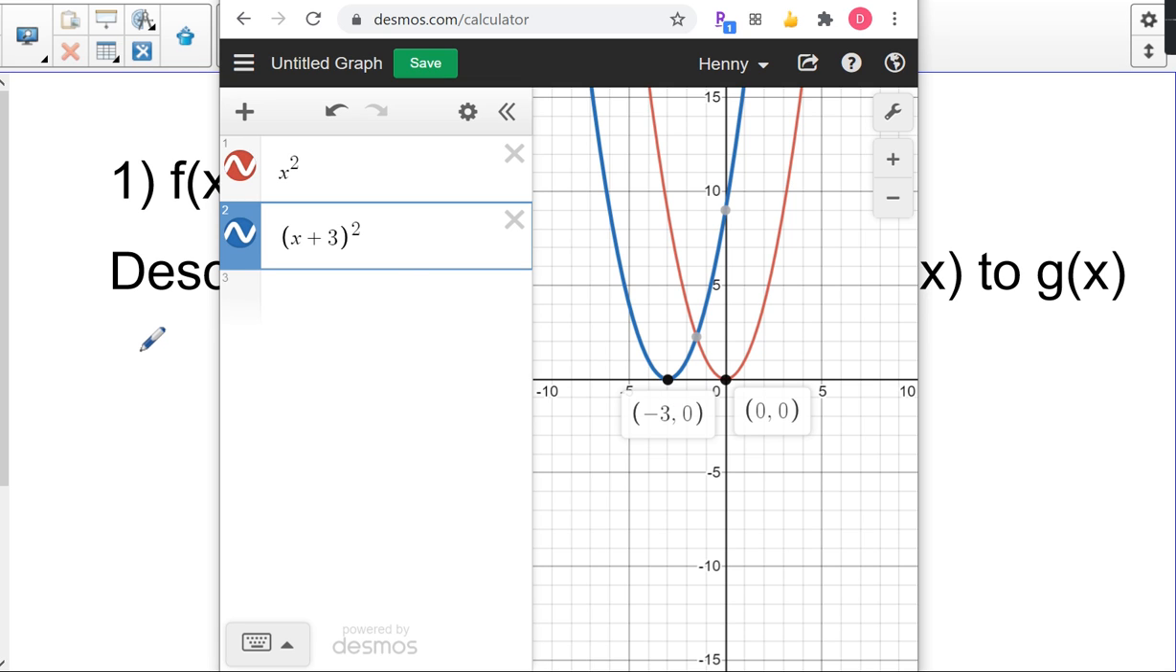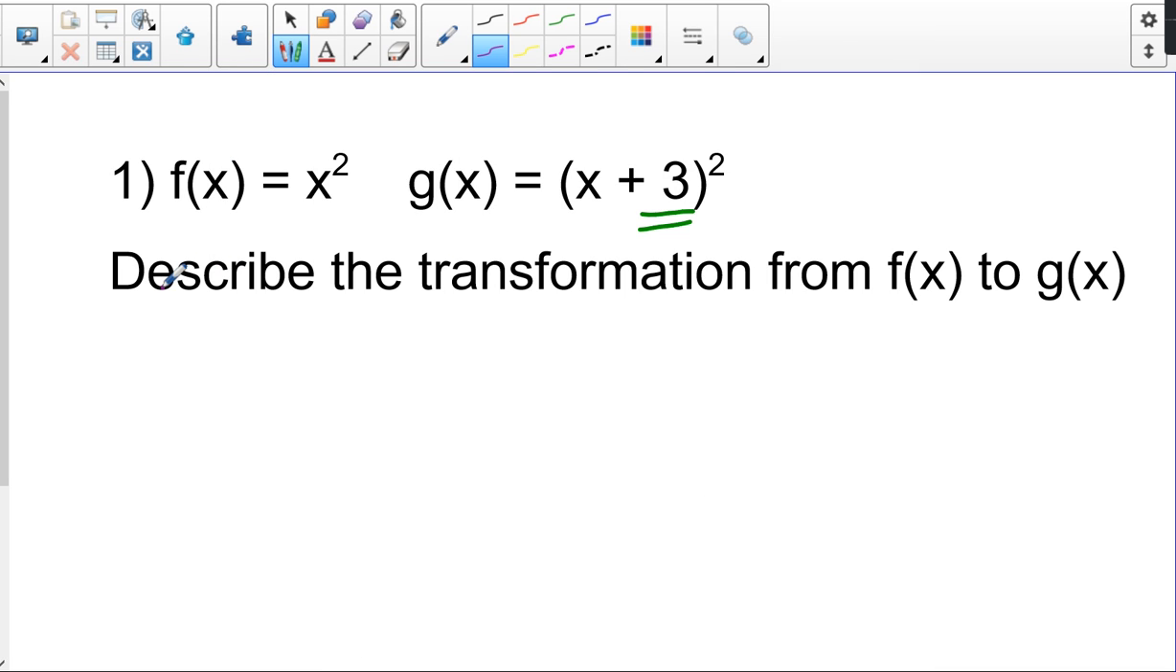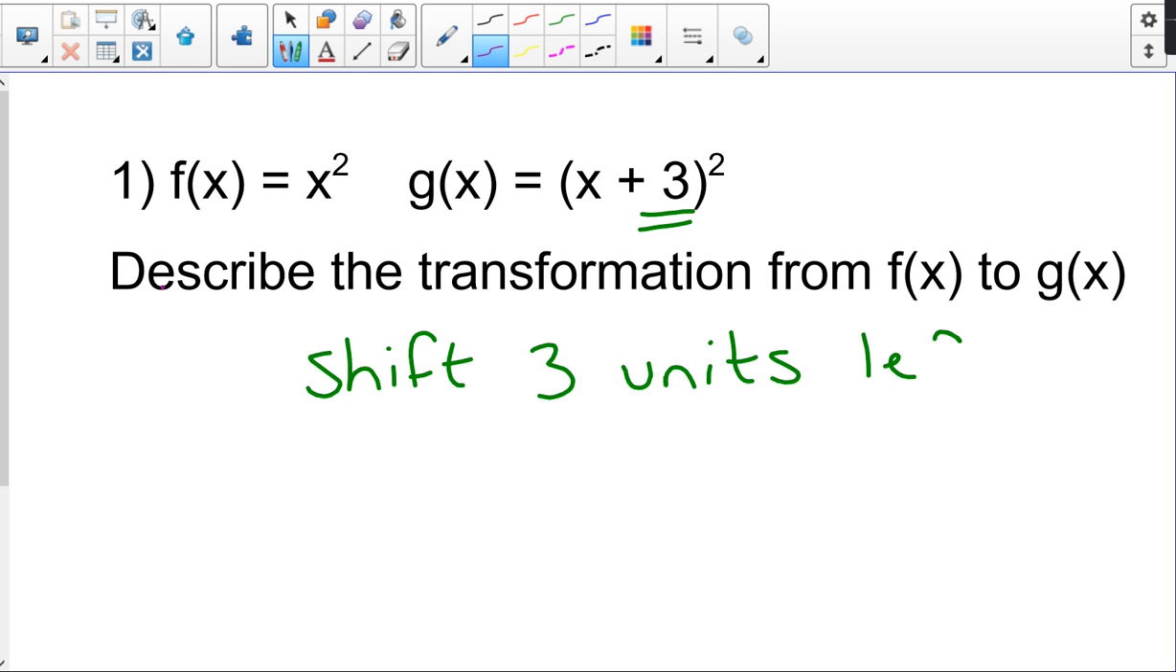Okay, so we would say that this transformation is a shift 3 units to the left.